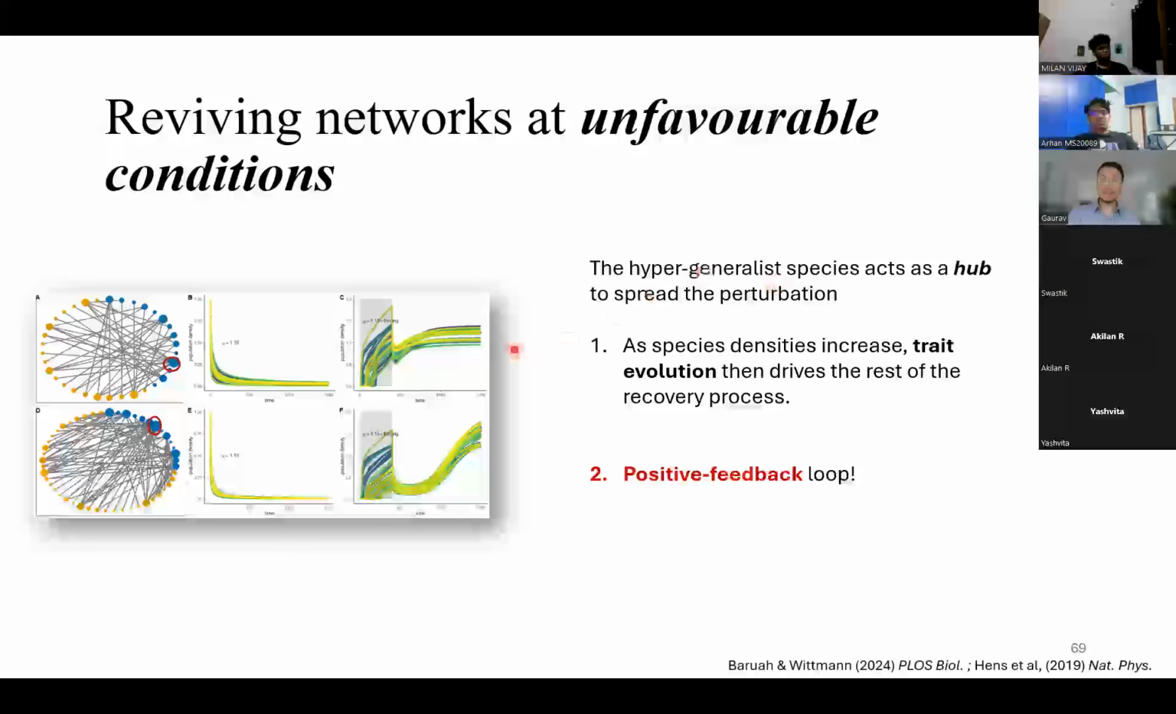And why is this happening? What is happening is that this hypergeneralist species, which has the highest degree centrality, acts as a hub species to spread the perturbation. As species densities increase, trait evolution then drives the rest of the recovery process. And this is only possible because such bipartite pollinator networks have a positive feedback loop. That means an increase in density will help this particular species, and it basically spreads like a wildfire.